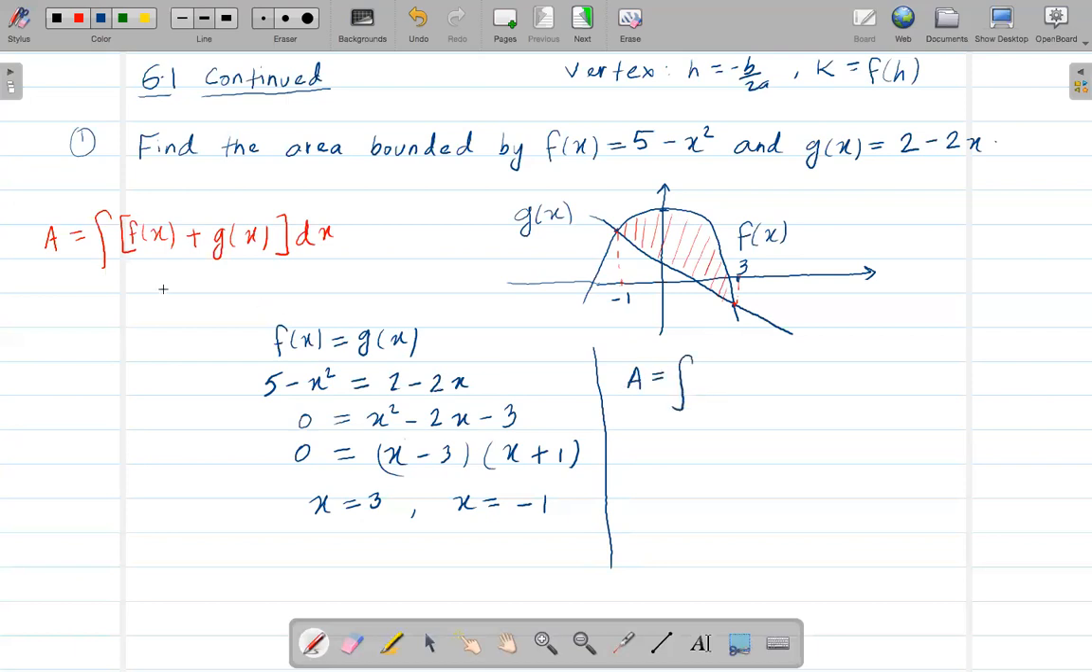Now the interval is from negative 1 to 3, right? So from negative 1 to 3, on the top we have f of x, which is y minus x squared, minus, we need to consider this minus and distribute it to g of x. So that means I need to distribute this minus to these two terms: negative positive 2 will be negative 2, and negative times negative 2x will be positive 2x.